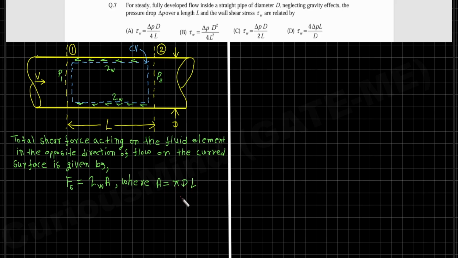So the curved surface area of this cylindrical fluid element becomes equal to pi times d times L. So now we would plug the expression of A into this total shear force expression and write the next step. So after plugging in the expression of A into the total shear force expression, we get the expression of the total shear force. Now we have the force, which is a total shear force, which acts on the curved surface of the fluid element.